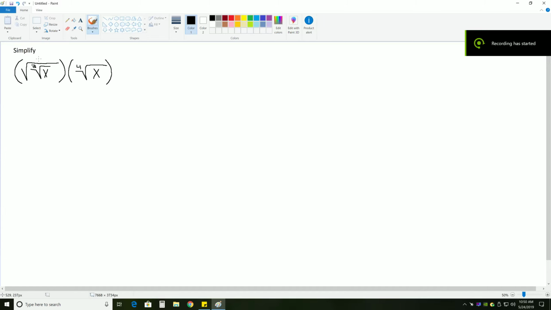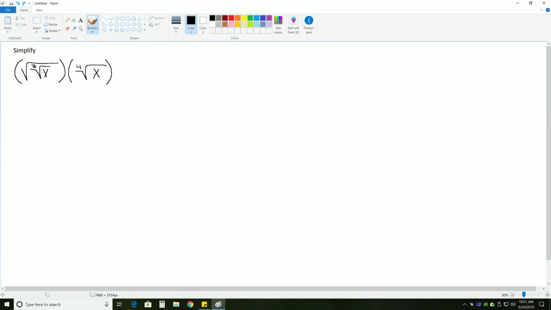In this problem, we want to simplify the square root of the cube root of x times the fourth root of x. When we're dealing with these problems that involve a radical, remember a radical is anything that is like a square root or a cube root or fourth root and so on, we first need to convert these to rational exponents. A rational exponent just means a fractional exponent. So we're going to start with this first part, this square root of the cube root of x.